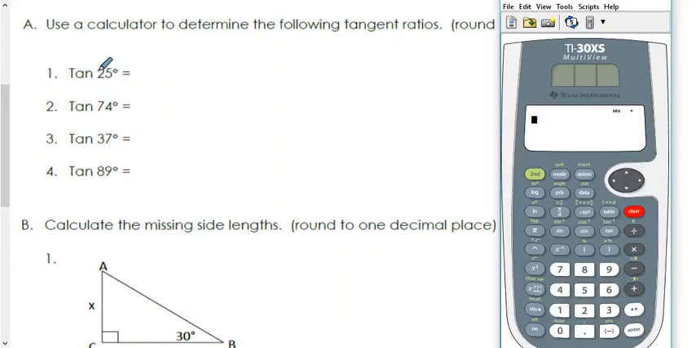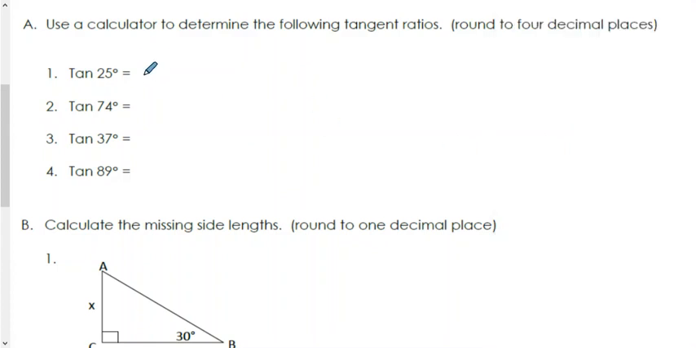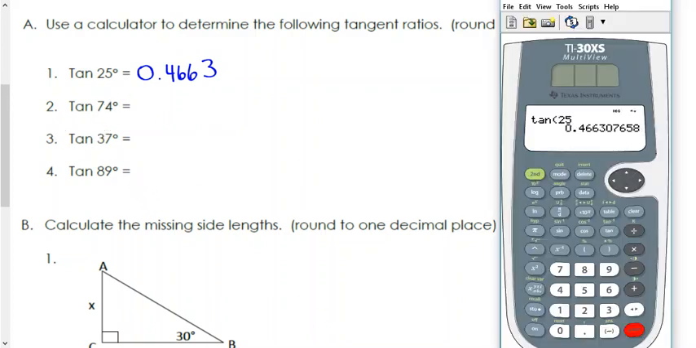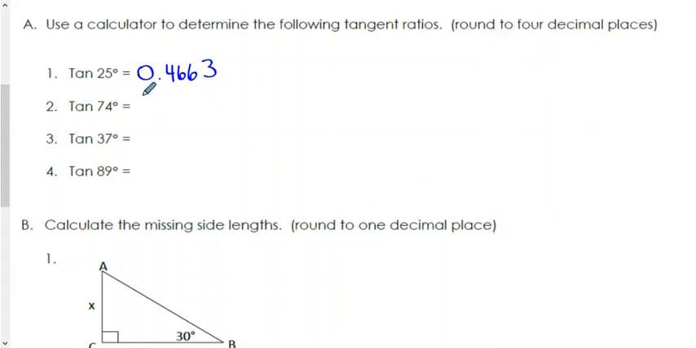So grabbing your calculator out, tan of 25, making sure you're in degrees mode. So tan of 25 is 0.4663. Okay. Tan of 74 is 3.4874. Now, this is the first time that we have gotten a number that is over 1.